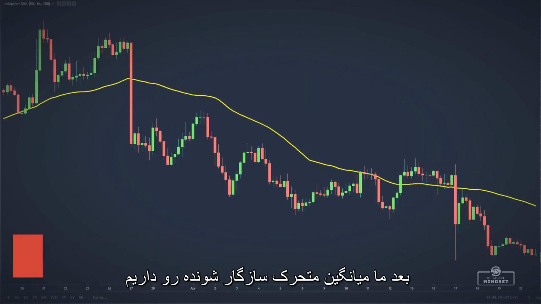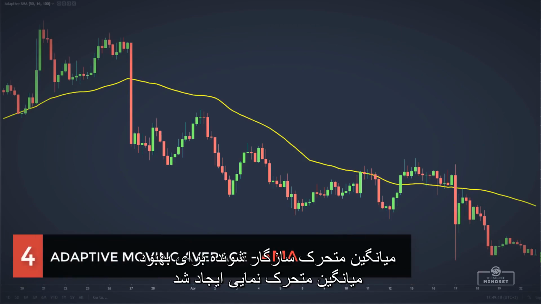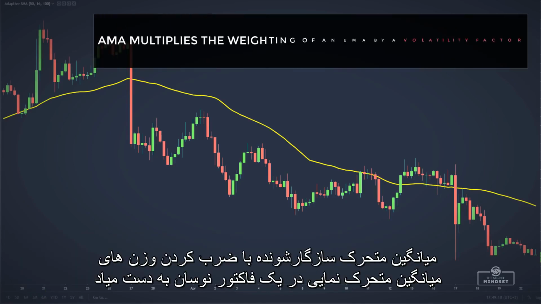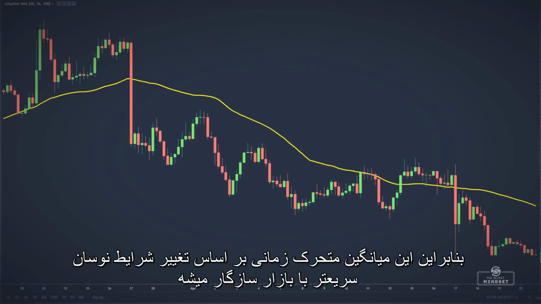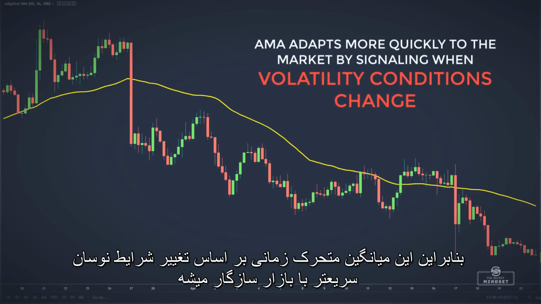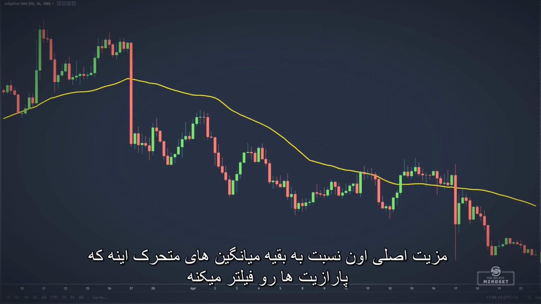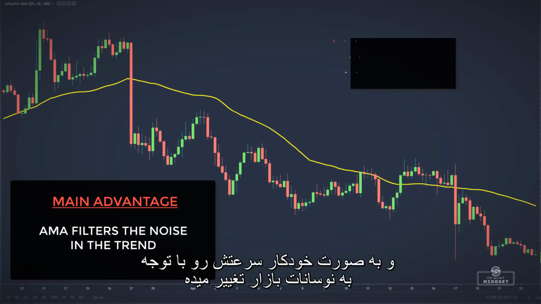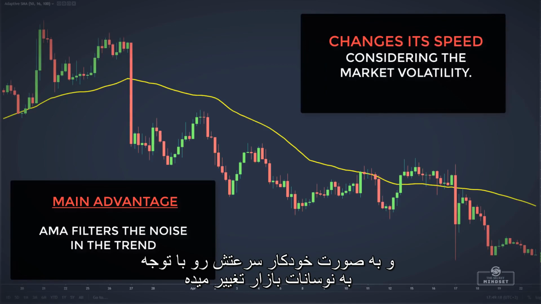Then we have the adaptive moving average. The adaptive moving average was created to improve the original exponential moving average. The adaptive moving average multiplies the weighting of an EMA by a volatility factor. Thus, this moving average adapts more quickly to the markets by signaling when volatility conditions change. Its main advantage over other moving averages is that it filters the noise in the trend and automatically changes its speed considering the market volatility.